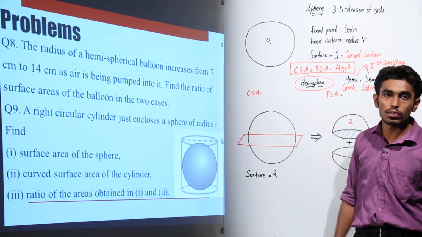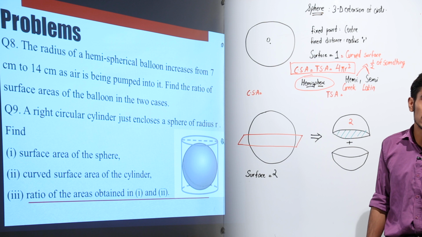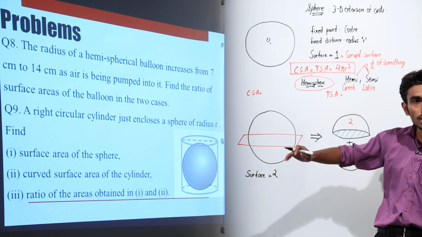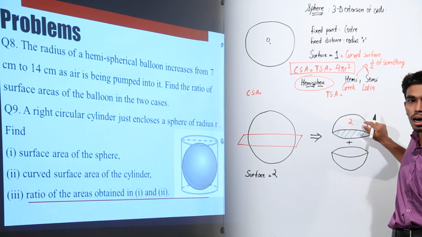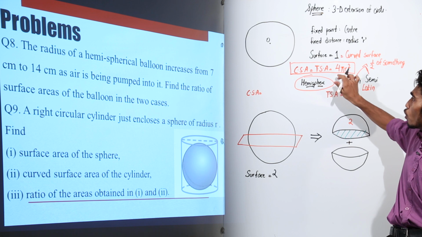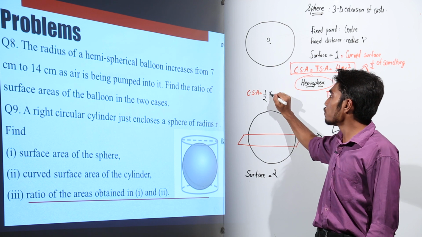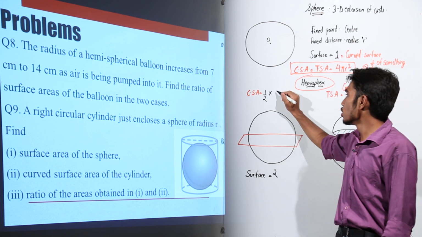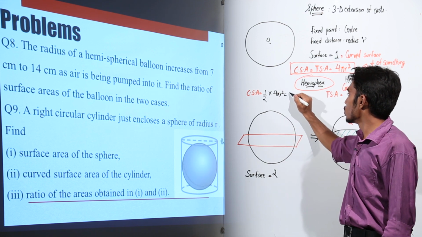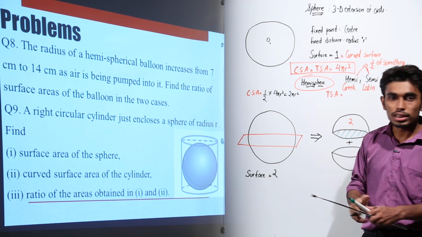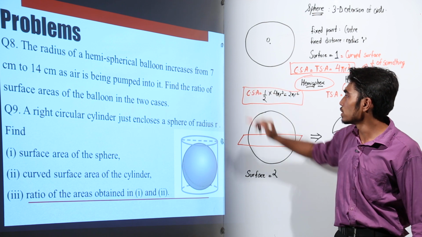So talking about the curved surface area, as we know that for a sphere, the curved surface area is equal to 4 pi r square, right? So if I am dividing the sphere into two parts, the curved surface area of any of the parts would be half of this curved surface area. So I can write curved surface area would be equal to half of the curved surface area of the sphere, that is 4 pi r square. So half into 4 pi r square is equal to 2 pi r square. This is the curved surface area of a hemisphere, right?